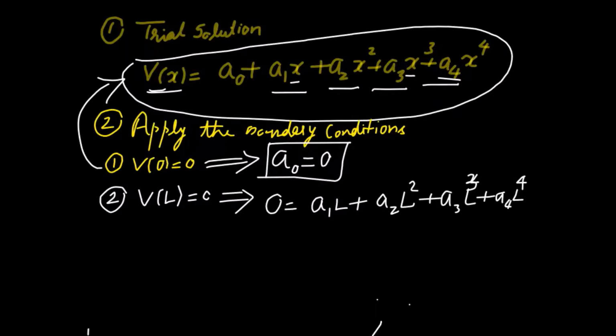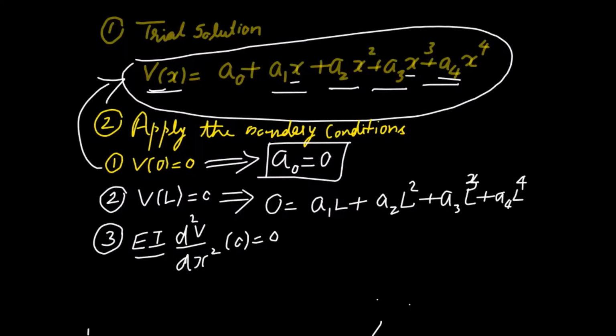Okay, now let me write the third boundary condition. The third boundary condition is that the value of bending moment, which is EI into d squared v over dx square, at x is equal to 0 is going to be 0. I can rewrite this boundary condition. You take this EI to the right hand side, it just vanishes. So what you are going to get is d squared v by dx square at x is equal to 0 is equal to 0. That is the third boundary condition.